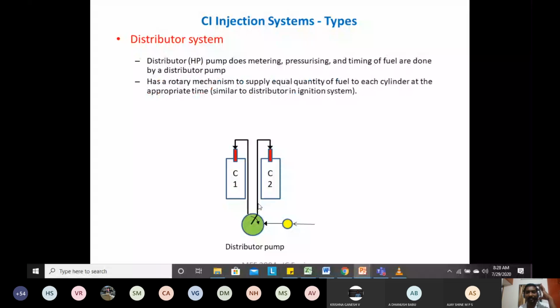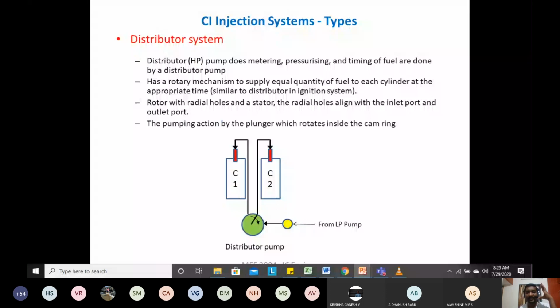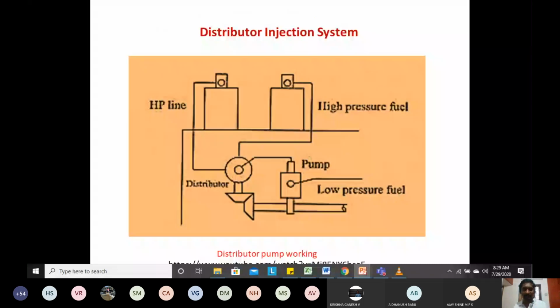This rotary system has a rotor and a stator, and the rotor has radial holes. The radial holes will align with the inlet and the outlet ports, thereby allowing the fuel from the fuel oil pump to go to the fuel injector of the corresponding cylinder. The pumping action is because of the plunger that is rotating inside a cam ring. This is an entirely different setup. When you see the video, it will be very clear. So I will show you the video for this.